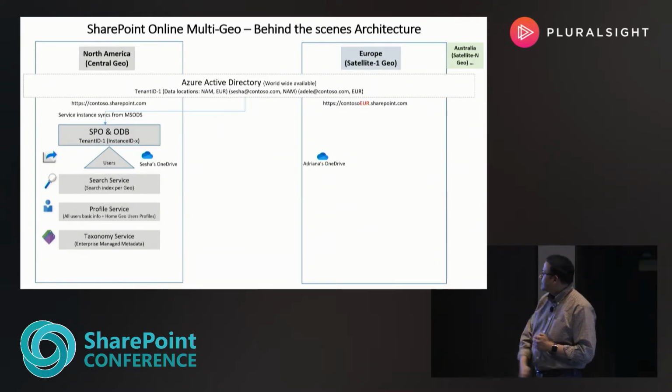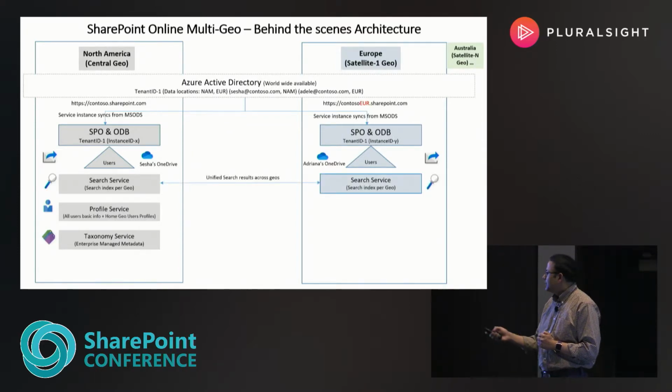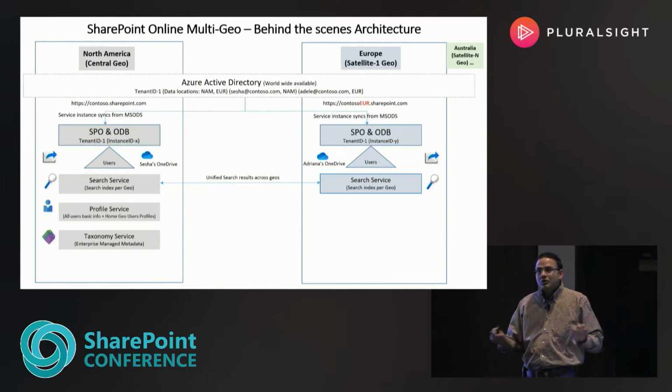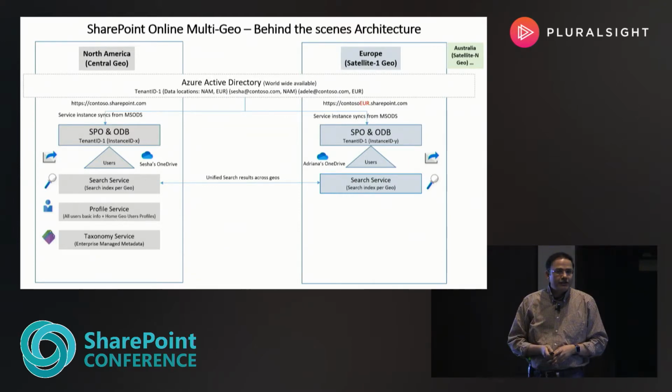Next thing I'm going to say is, in the context of search, you have unified search results across the geos. However, as the picture shows, the index is kept in the corresponding geo itself. So there's an index in North America, there's an index in Europe. If I have any other satellite location, it will also be there as well. We built the computational layer to bring the results from each of the geo indexes and then show the end user unified search results.